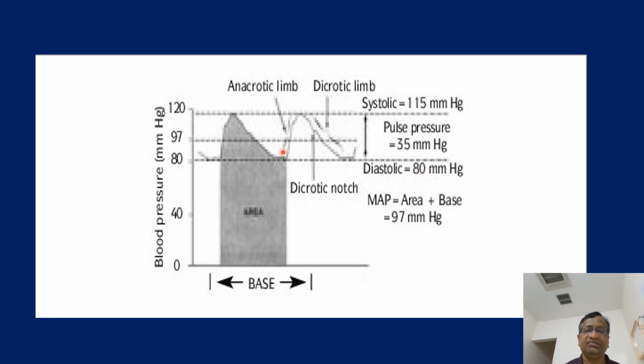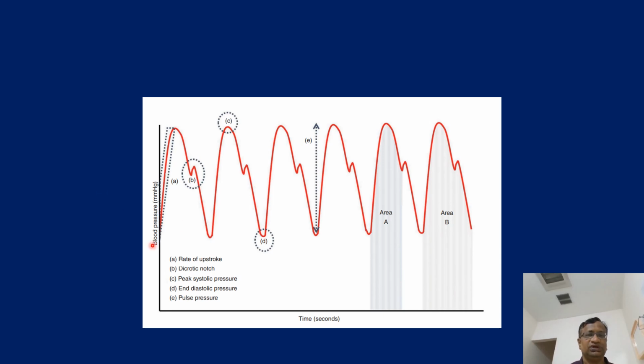And the mean arterial pressure is calculated by base plus area, that is 97. Now we have the rate of stroke, peak systolic pressure, dicrotic notch, then there is a diastolic pressure, and this is the pulse pressure. This is the area A, B.